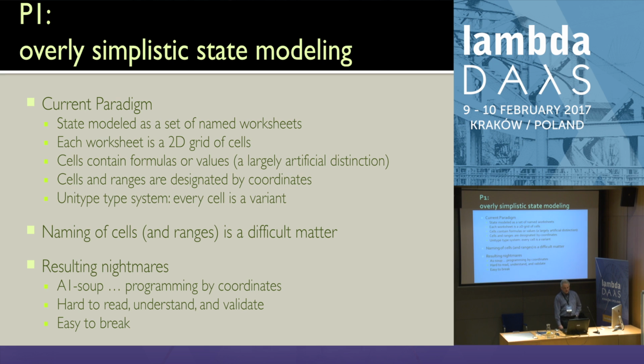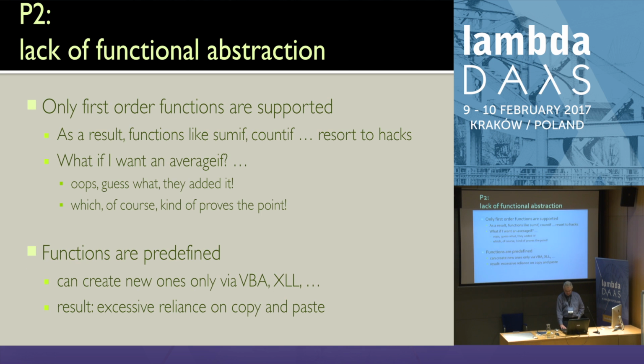So this is what I was telling you, because I don't like to read the slides. I call it programming by coordinates. I haven't heard people refer to it like that. Also the A1 soup. I wouldn't be surprised if other people talk that way. A1 is the name of the standard coordinate convention. Microsoft had R1C1, row number, column number, but people got used to Lotus, so the A1 won. Okay? So they're hard to read, understand, and validate, and they're very easily broken.